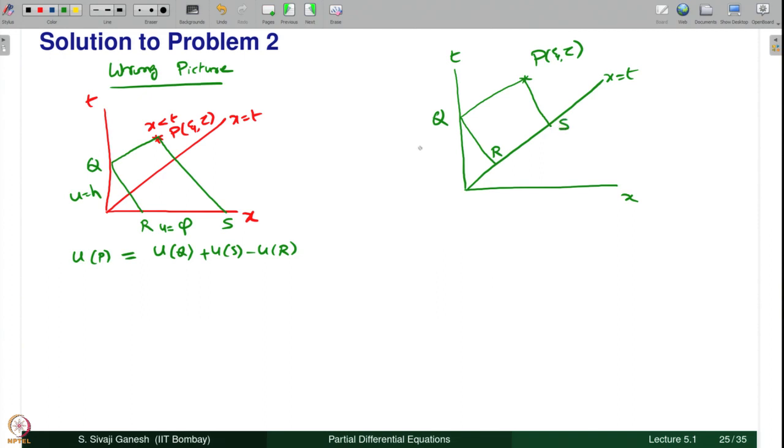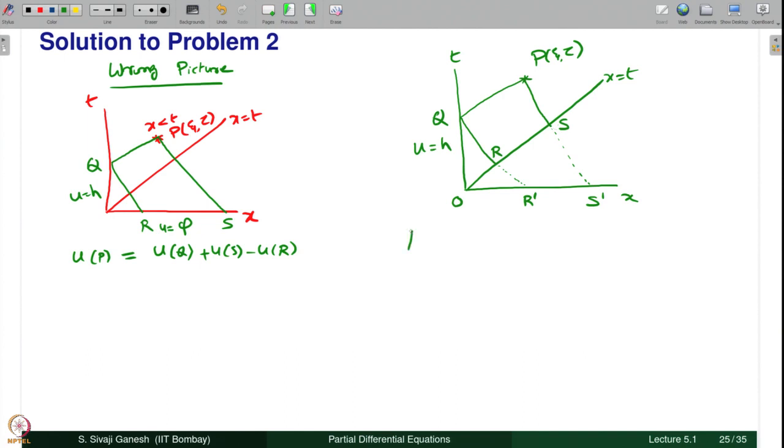We know U at Q, because U is prescribed here as H, but we do not know what is U of R and U of S. That needs to be determined once again using the D'Alembert formula, because for which D'Alembert formula holds. So, if you call this as origin O, let us call this R dash, U of R is given in terms of 0, O and R dash. Similarly, this also. So, in which case we have to find out what are these points R dash and S dash to get solution at these points. So, it is a two step process.